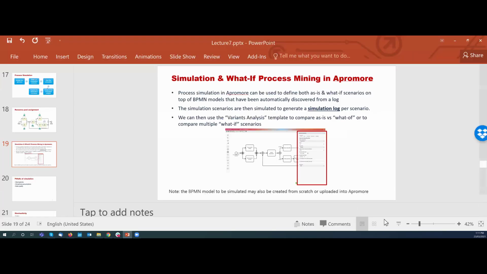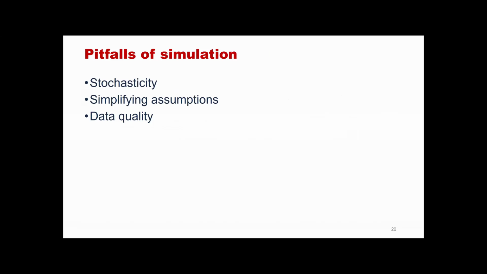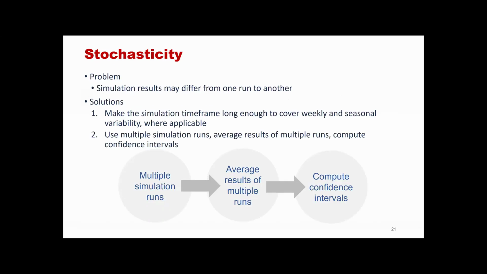Okay, so simulation is a pretty powerful tool. It's also a pretty dangerous tool. There are a few pitfalls that you have to be aware of in simulation. First thing, you need to remember that a simulator works by drawing random numbers. And you know how random numbers work. If you run a random number generator multiple times, you get multiple numbers. That's the nature of it.